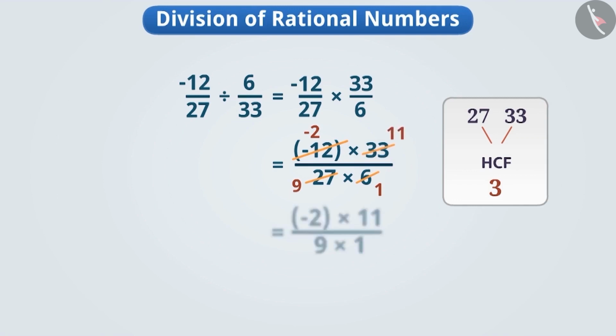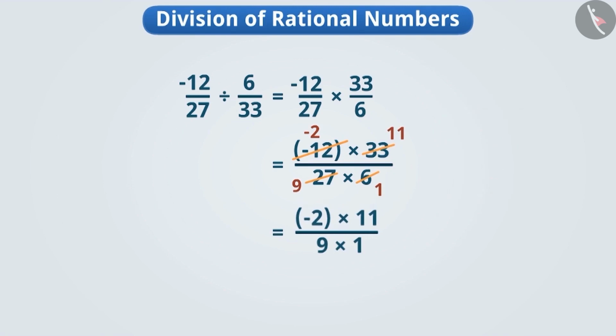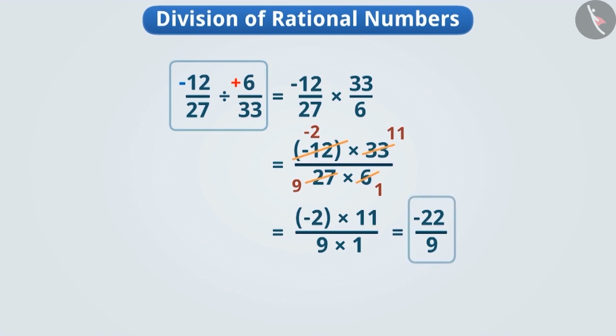Now the numbers are small, so it is easy to multiply them. For example, here minus 2 into 11 is minus 22 and 9 into 1 is 9. Thus we get minus 22 by 9. From this, we understand that the result of the division of a positive rational number and a negative rational number is negative.